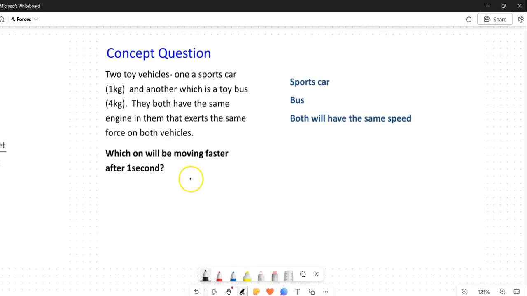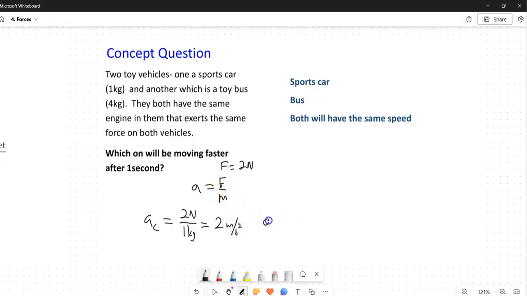Well, again, this is basically the relationship of acceleration, force, and mass. So let's give a force to this. Let's say the same little toy engine has a force of 2 newtons. Well, the toy car's acceleration is going to be equal to 2 newtons divided by 1 kilogram. So its acceleration is going to be 2 meters per second squared.